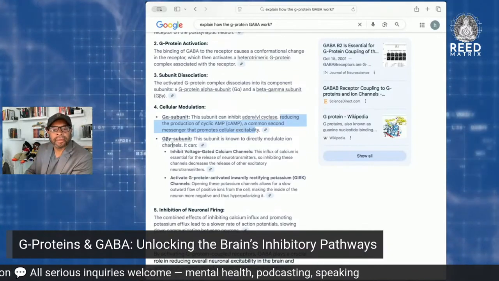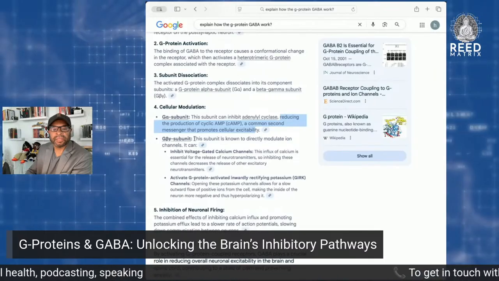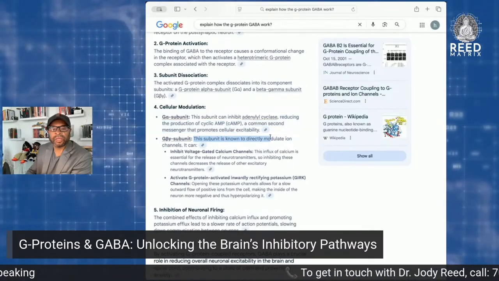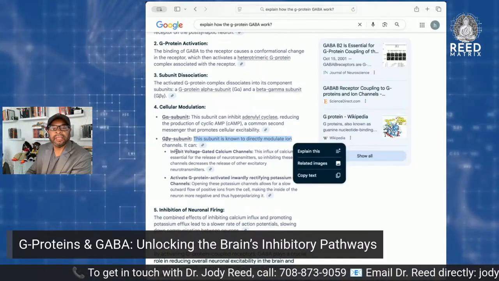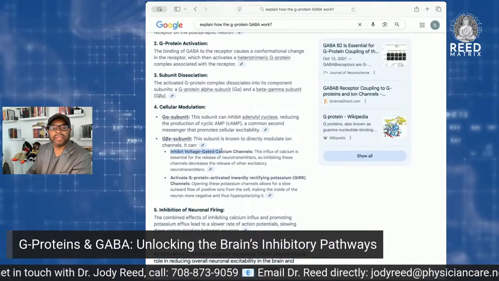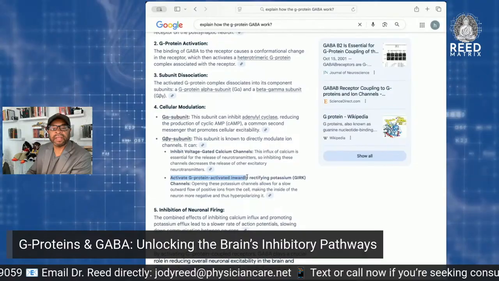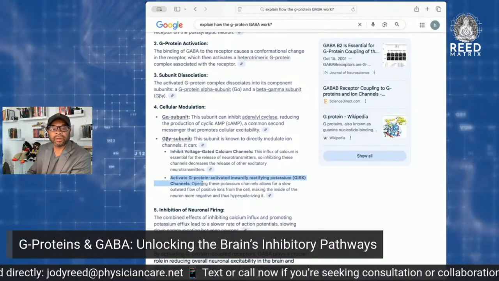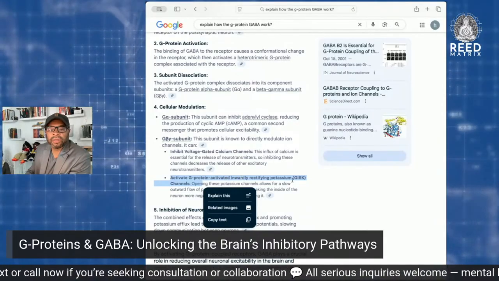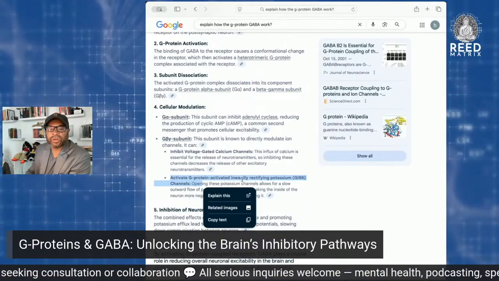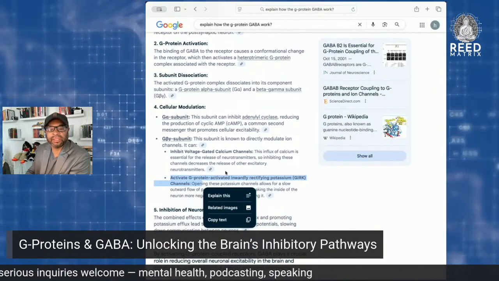So if you're decreasing that, then I think it makes it less excitable. That makes sense. Let me see what the beta subunit does. The beta subunit is known to directly modulate ion channels. It can inhibit voltage-gated calcium channels, and can also activate G protein-activated inward rectifying potassium channels, whatever that is. They come up with new channels all the time. GIRK, G protein-activated inwardly rectifying potassium channels. You kidding me?